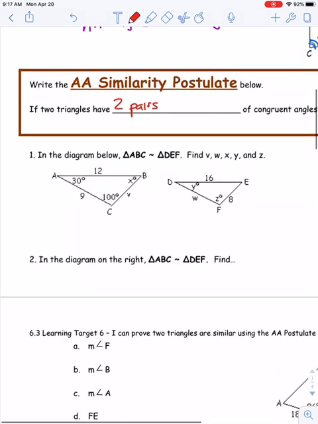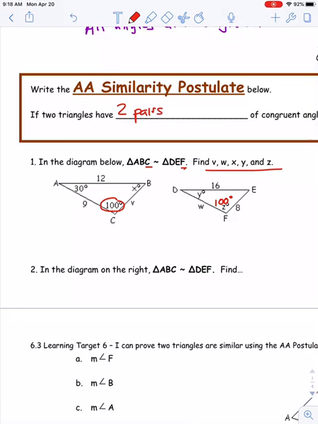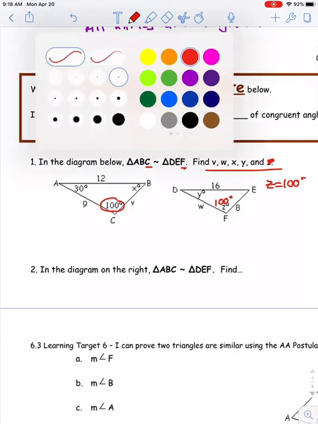So now we're just going to practice doing some things, talk about similarity. In the diagram below, triangle ABC is similar to triangle DEF. So we got to basically find half the alphabet. We got to find V, W, X, Y, and Z. Angle C is 100 degrees. Angle F is also going to be 100 degrees. So we automatically know Z equals 100 degrees. That required no calculation.